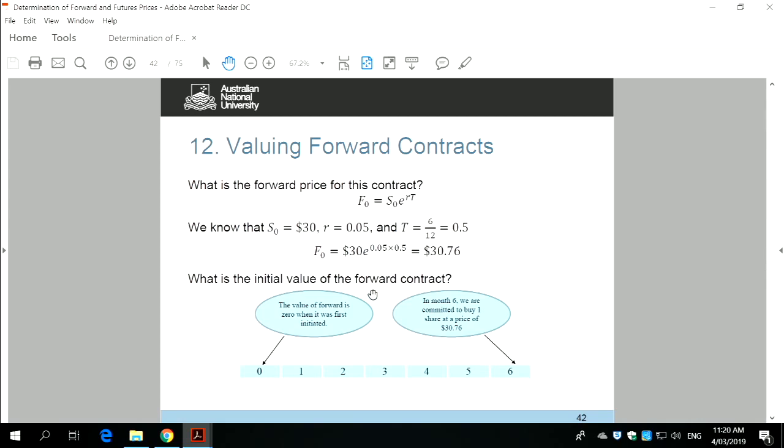What is the initial value of this forward contract? I'll tell you, when this contract is first initiated, it has no value. The value is 0. Why? Why should the initial value be 0?